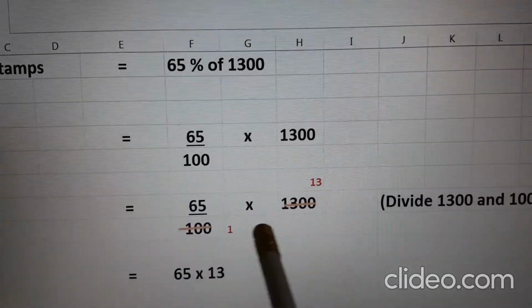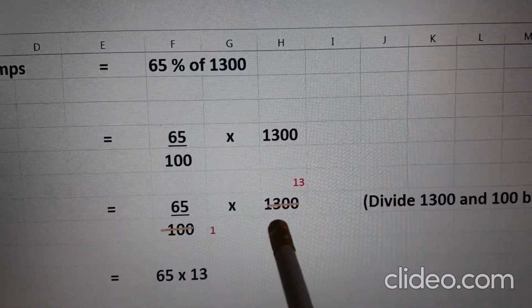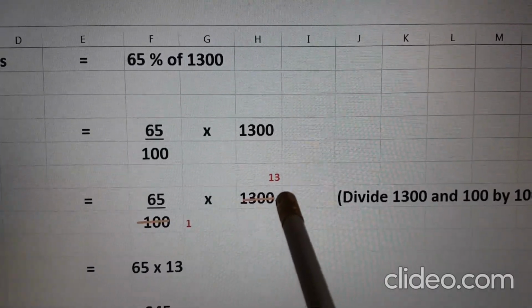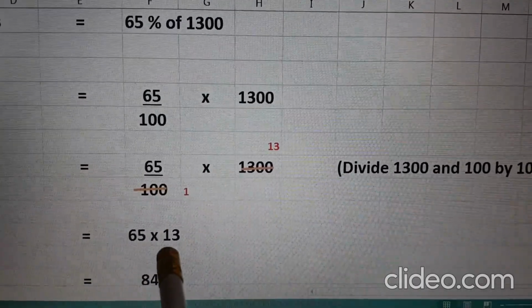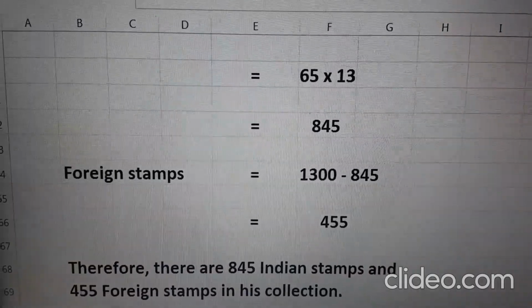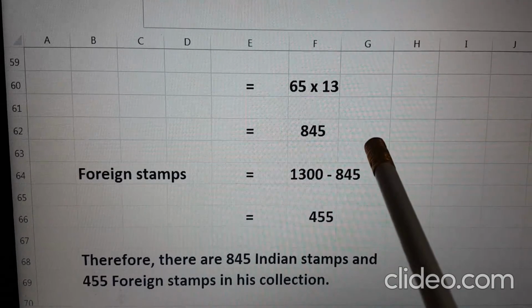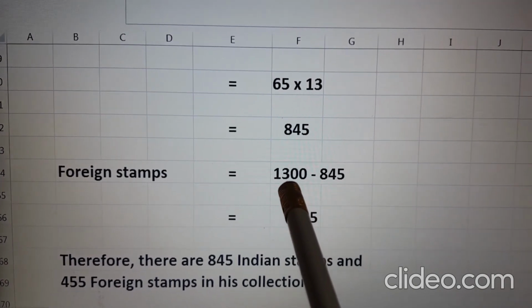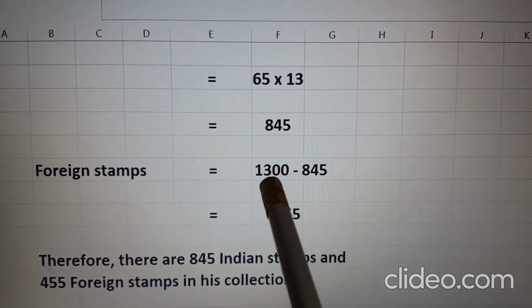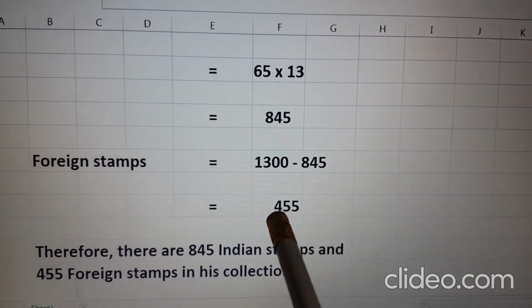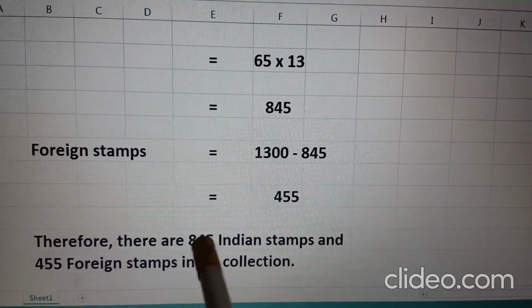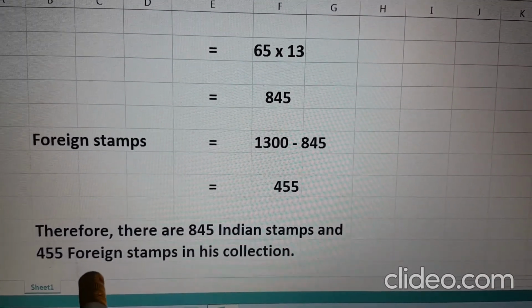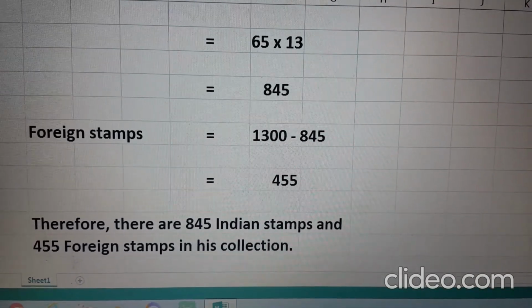Now we see which number is common here. We see 100 is common, so we'll divide 1,300 and 100 by 100. 100 1 the 100 and 1,300 divided by 100 is 13. So the number left is 65 into 13 is 845. Now 845 are Indian stamps. We have to find out foreign stamps. So total stamps are 1,300 and foreign stamps will be 1,300 minus 845. So the answer is 455. Therefore, there are 845 Indian stamps and 455 foreign stamps in his collection.